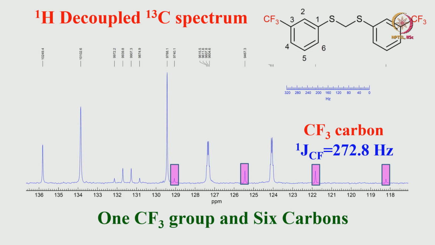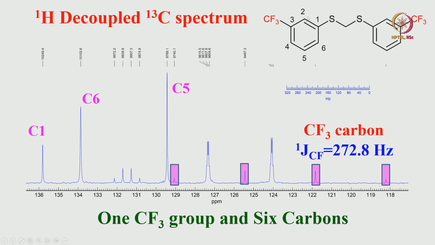One bond coupling is quite large also. And next there are the 3 other carbons C1, C6 and C5, and all of them appear to be singlets. Of course, C1 is an ipso quaternary carbon, very weak in intensity, that we can make out from the intensity itself, and C5 and C6 are here and they are singlets. That clearly shows the long range coupling of fluorine to these 2 carbons is not there. That is one conclusion you can draw.